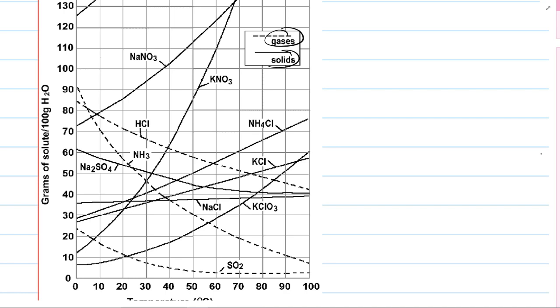And then as a general rule for gases, as we increase the temperature, the solubility will tend to decrease. So again, for most solids, and that's a general rule, it's not the rule, there are some exceptions, but as we increase the temperature, the solubility of solids increases, and the solubility of gases decreases.